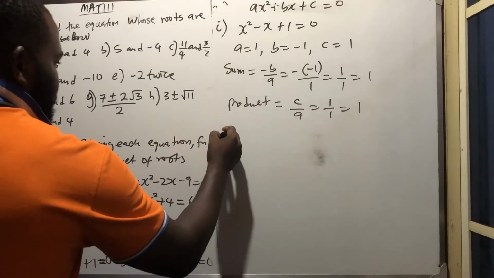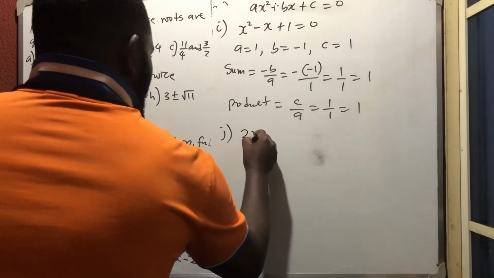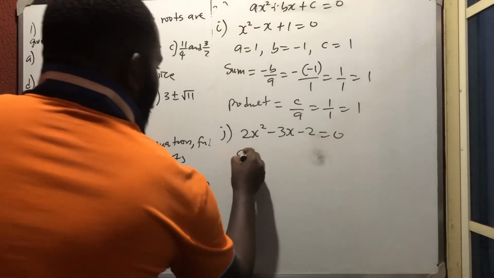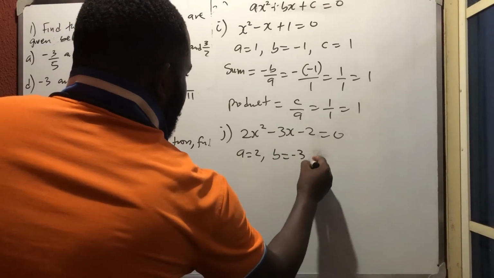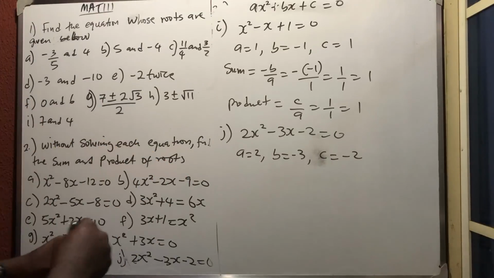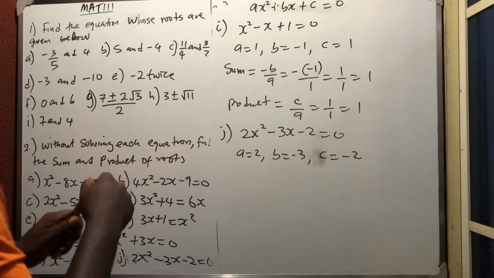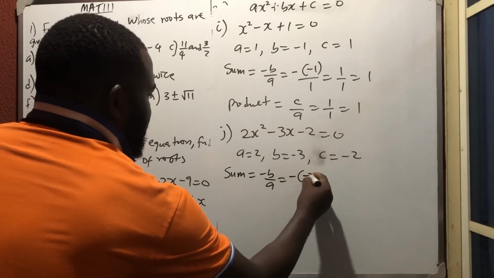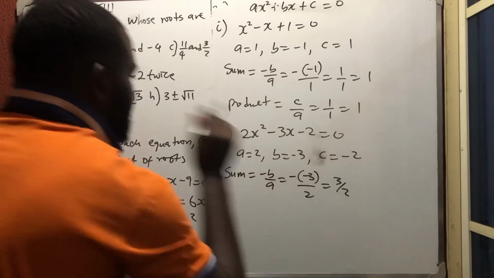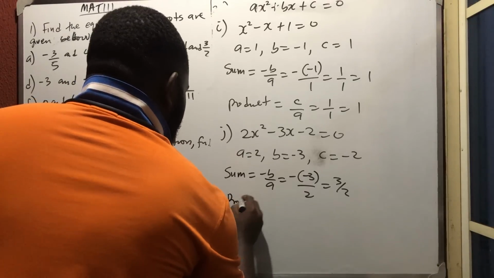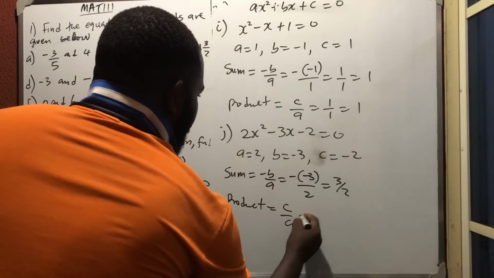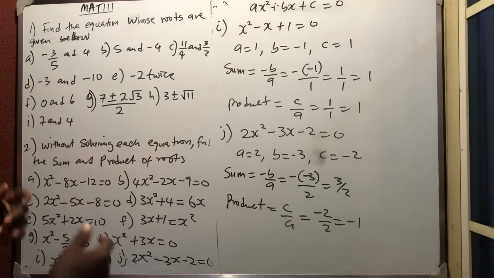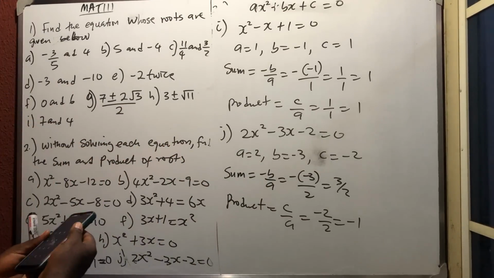So the last one, J, said 2x squared minus 3x minus 2 equal to 0. As simple as that. My a is 2, my b is minus 3, and my c is minus 2. So the sum is simply minus b over a, which is minus times minus 3 over 2, which is 3 over 2. So the next one is the product. The product is c over a, which is minus 2 over 2, which is minus 1. So that is that for this one. So let's move over to the next question.